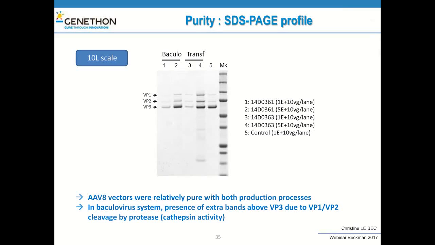For the quality, here you can see the SDS-PAGE. Lanes 1 and 2 are for the baculo process, and lanes 3 and 4 are the transfection process, and you have almost the same purity in both processes. In the Baculovirus process, you can see some extra bands above VP3 due to the cleavage of VP1 and VP2, but the quality is almost the same.